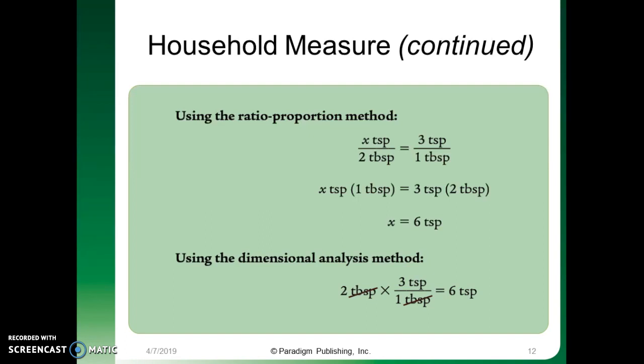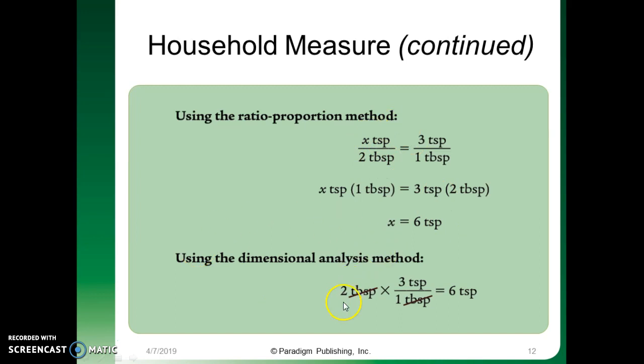For ratios and proportions, you would set up your numerators the same, denominators the same. So teaspoons on top, tablespoons on the bottom. And we want to know how many teaspoons are in 2 tablespoons. What we know from table 5.1 is that 3 teaspoons is equal to 1 tablespoon. So we cross multiply 2 times 3 and x times 1. So x is equal to 3 times 2, which is 6. So there are 6 teaspoons in 2 tablespoons.